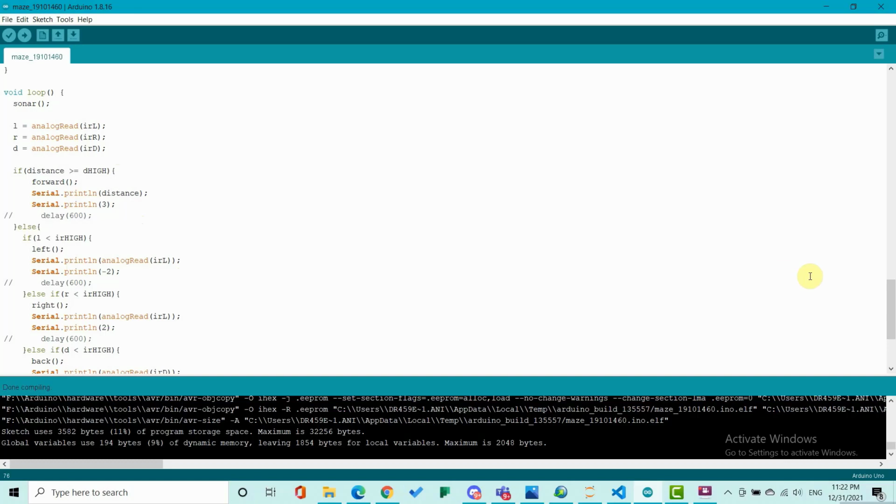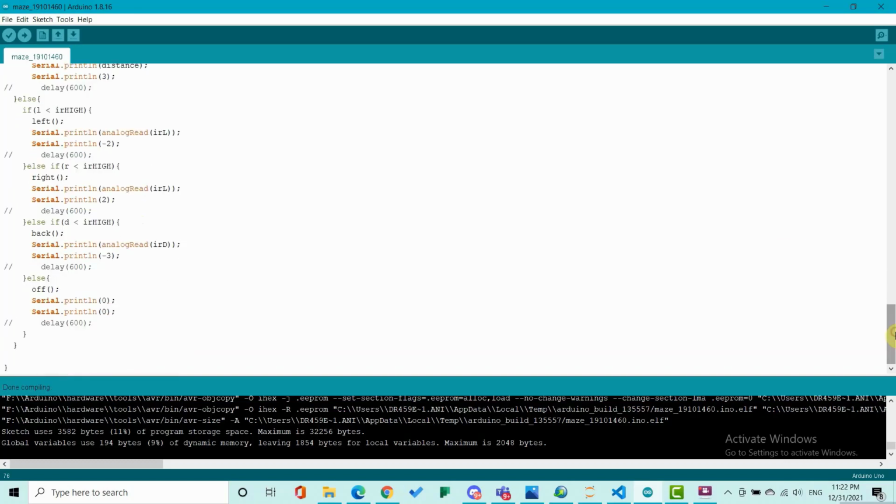Let's move to the next if else condition. If the value of the R on the right is lower than the IR high threshold, then it will move to the right, otherwise it will move backward. If all the conditions fail, it will eventually get turned off and will give the output of 0.